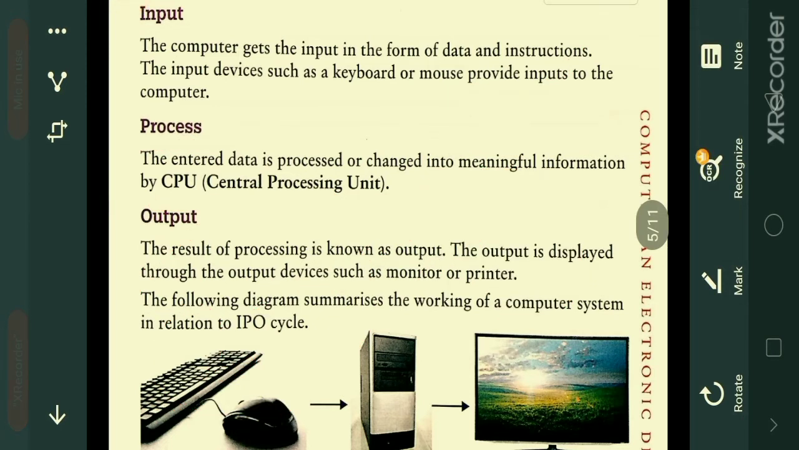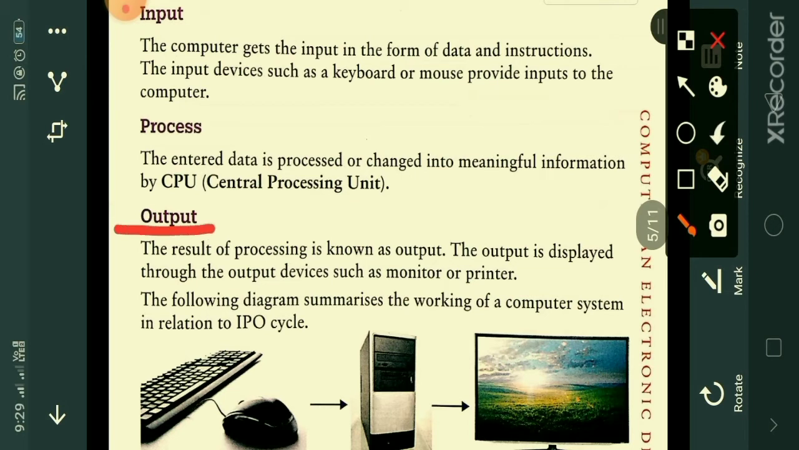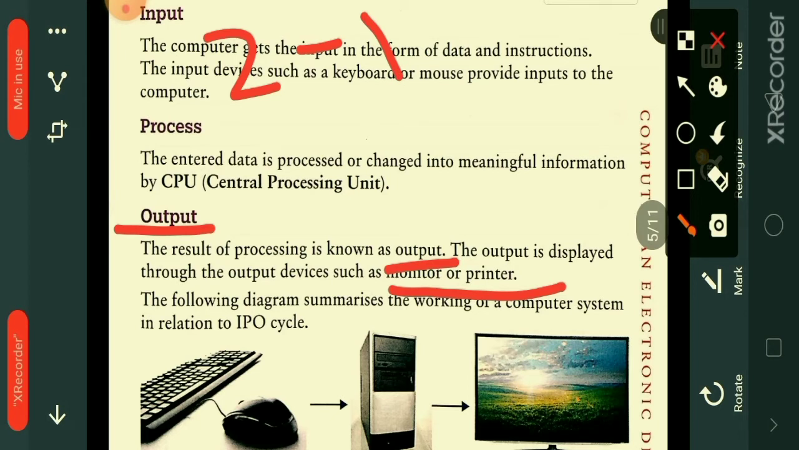Next we have final output. The result of processing is known as output. The output is displayed through the output devices such as monitor or printer. See, students, here with the help of the keyboard, the data and instruction 2 minus 1 you have given. Okay, and you used the keyboard to provide these inputs.